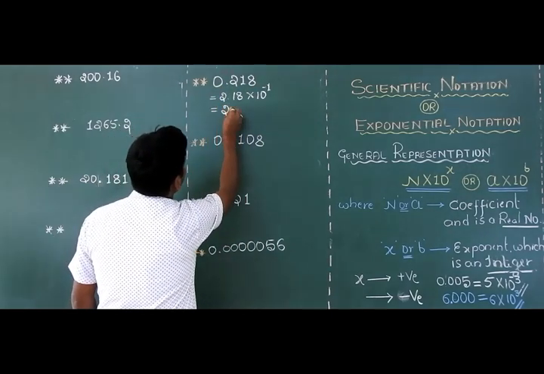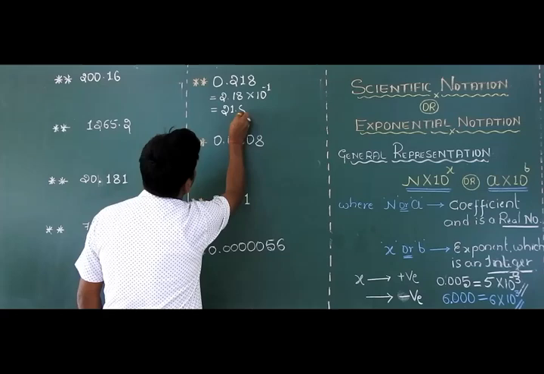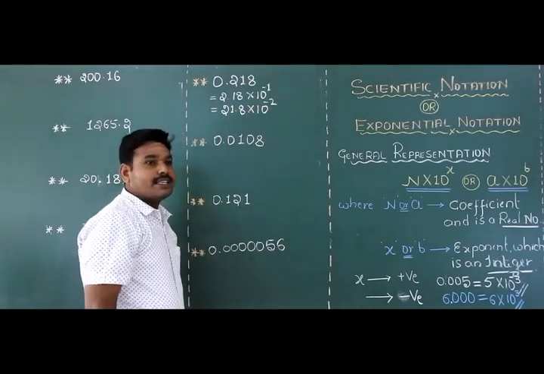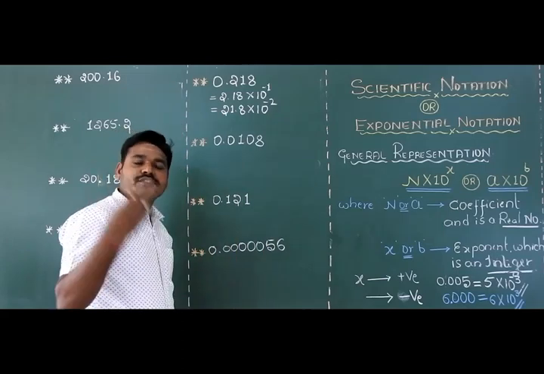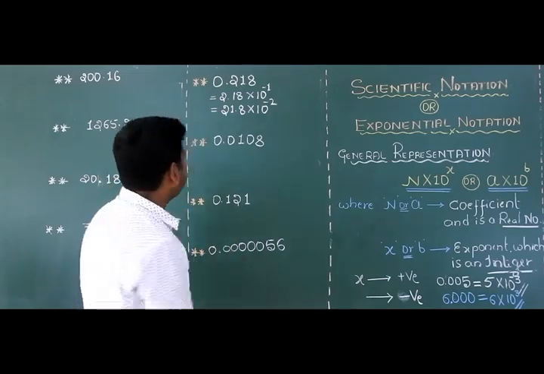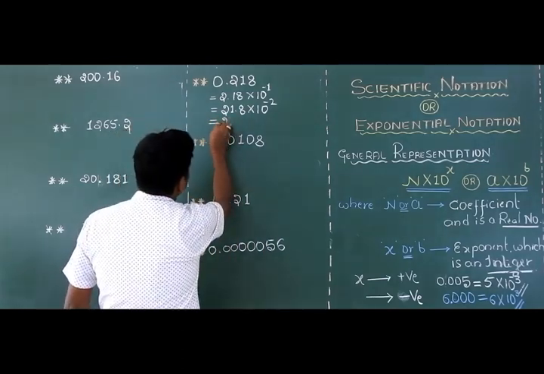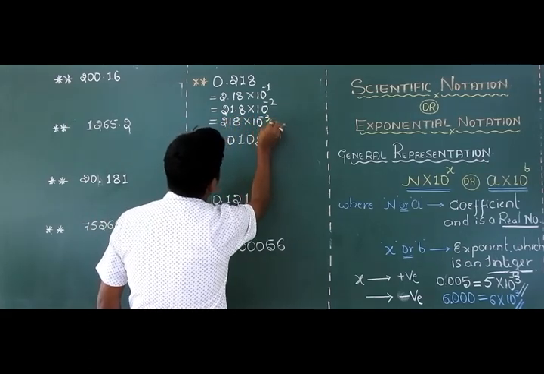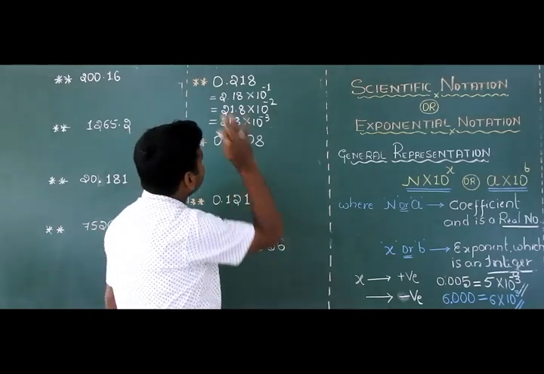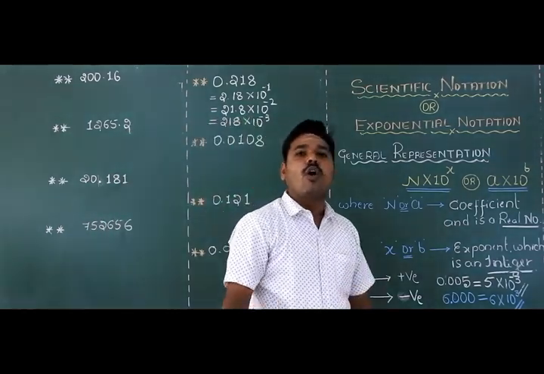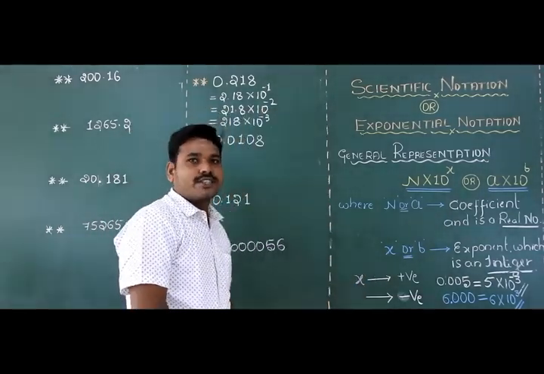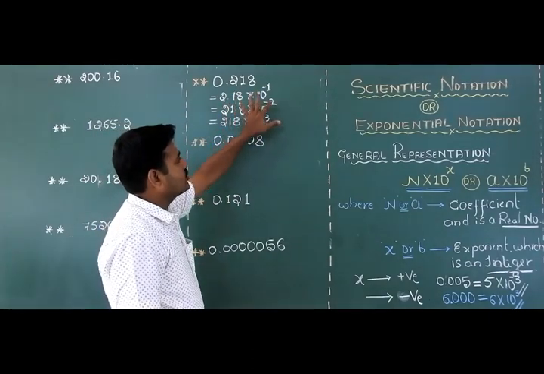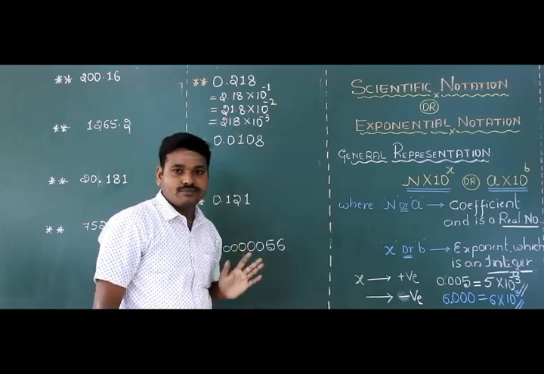We can write the given number in the form 21.8 into 10 raised to minus 2 also. Similarly, suppose if you want to shift the decimal point after 3 digits, what is the scientific notation, students? 218 into 10 to the power of minus 3, students. Like this we write the scientific notation or exponential notation. Note now 10 raised to minus 1 form, 10 raised to minus 2, 10 raised to minus 3.